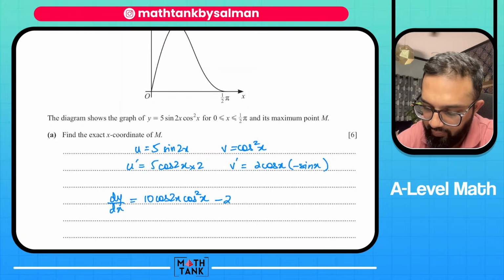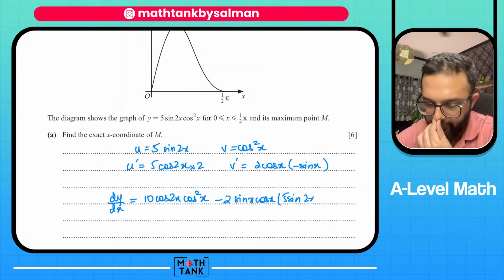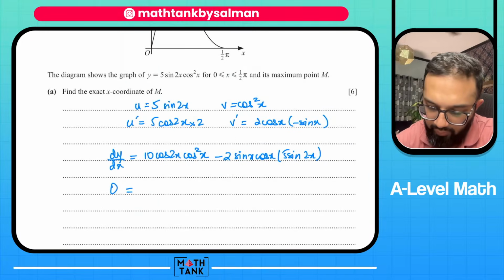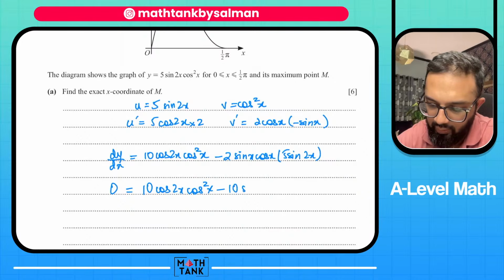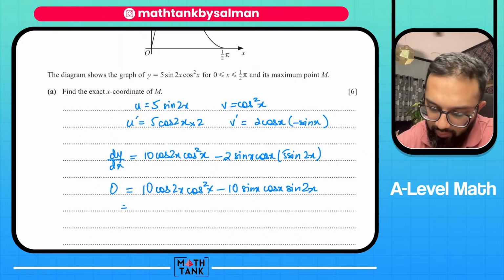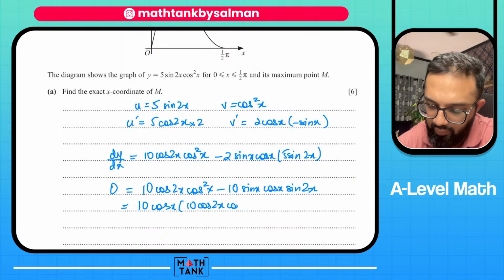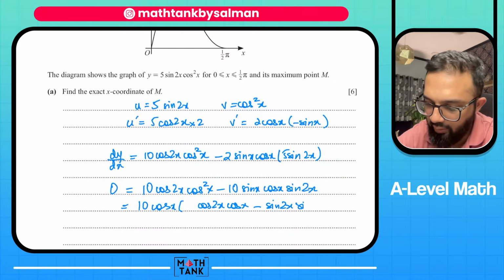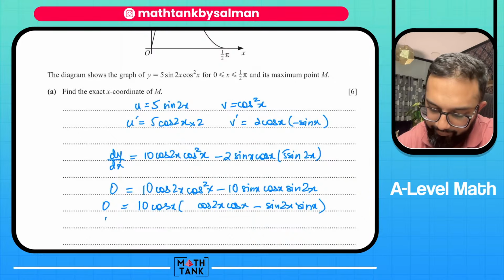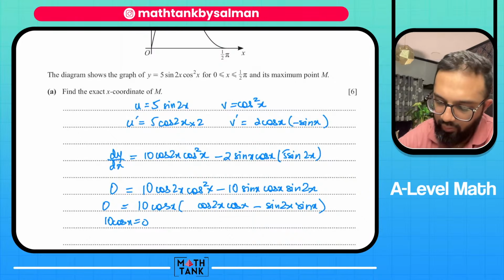minus the 0. What's common? I see a cos x common and a 10 common as well. Okay, so either this equals to 0 or that equals to 0.